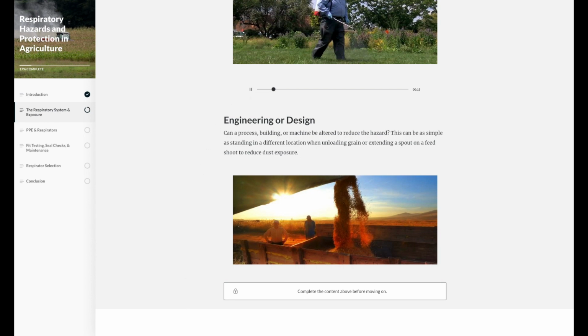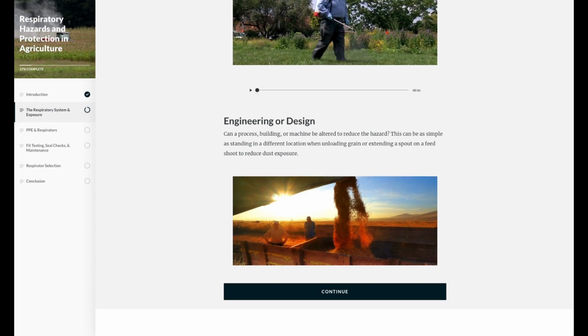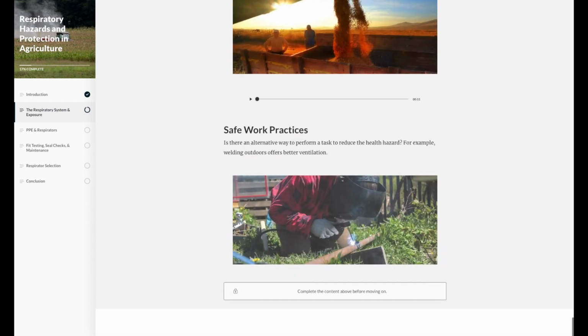Can a process, building, or machine be altered to reduce the hazard? This can be as simple as standing in a different location when unloading grain or extending a spout on a feed chute to reduce dust exposure. Is there an alternative way to perform a task to reduce the health hazard? For example, welding outdoors offers better ventilation.